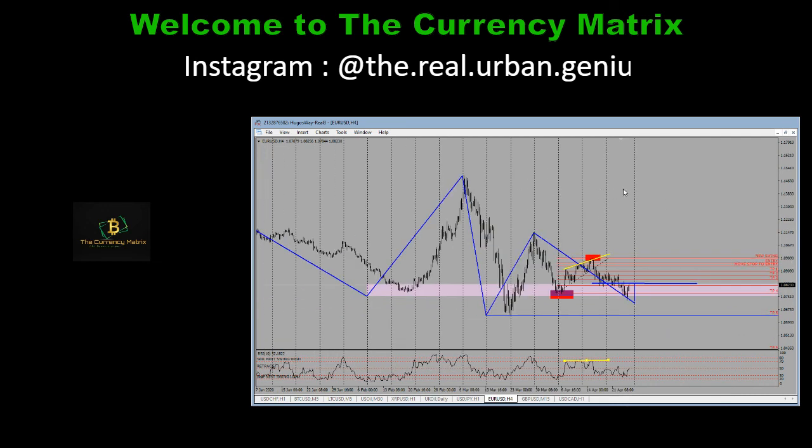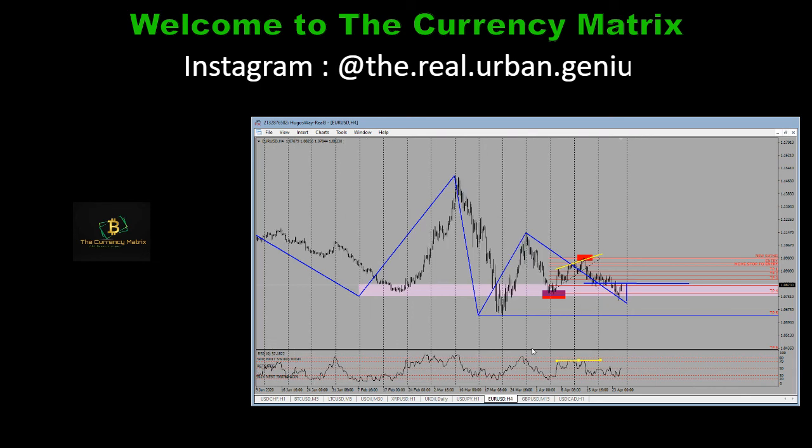Now, if you look at the previous lines that we drew on the higher time frames, you can see how those fall in line with our new targets and our bearish map based on the Fibonacci.